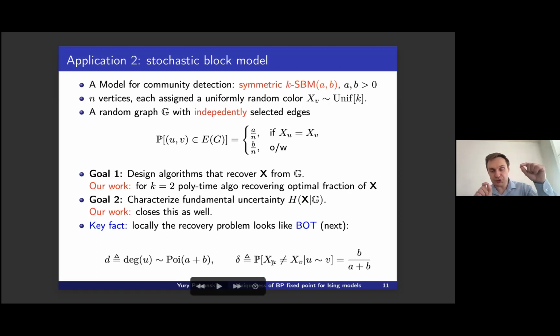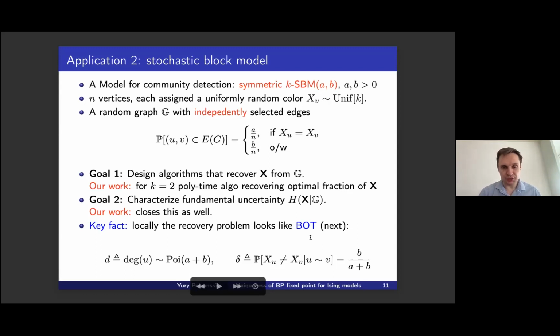Now for two vertices which share an edge, the probability that they have opposing colors is equal to B over (A plus B). So what I'm trying to explain is that locally, the graph is tree-like with this degree distribution, Poisson((A plus B) over 2). Again, this is a typo here. And adjacent spins seem to be correlated like in the Ising model, because if B is less than A, vertices sharing an edge are less likely to disagree.